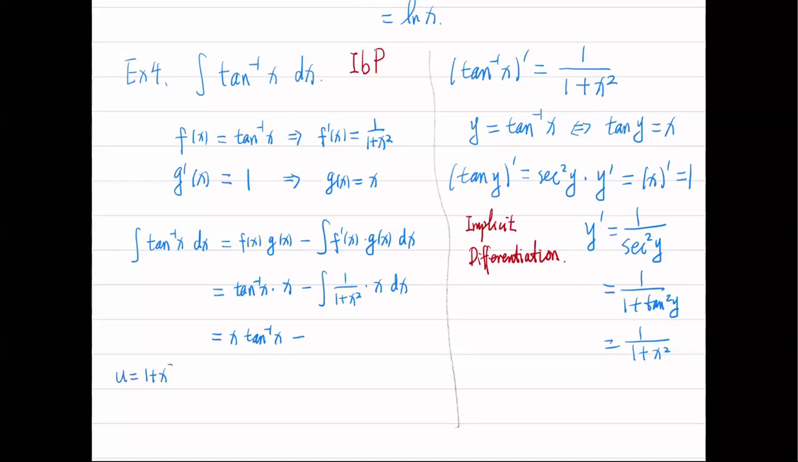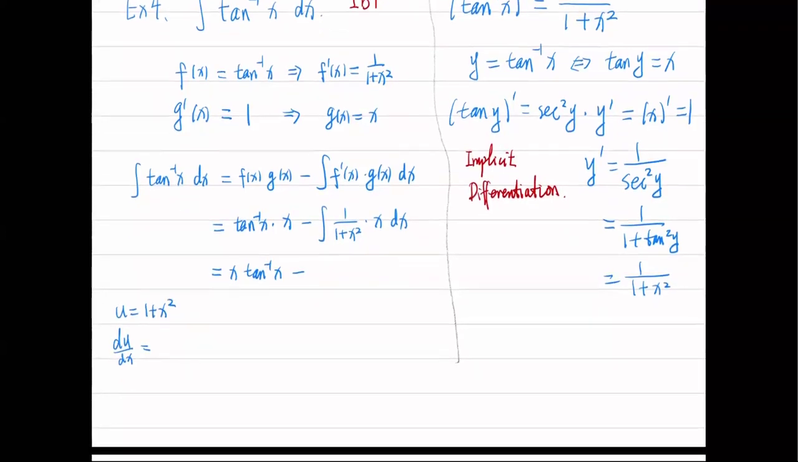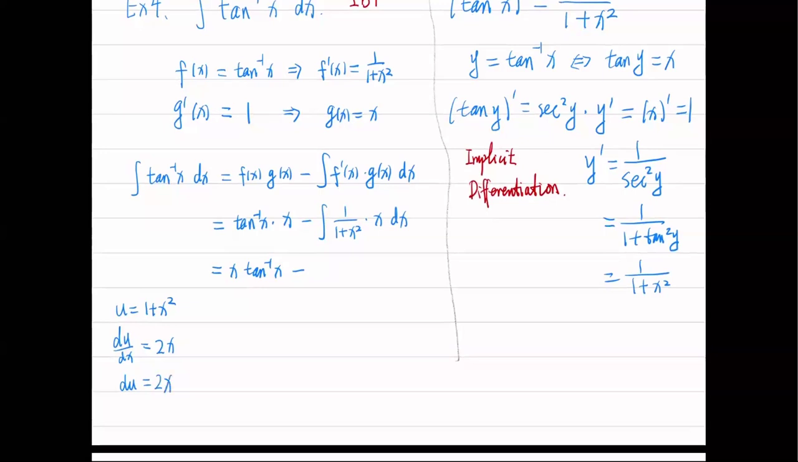If we have u equals 1 plus x squared, what's the du? What's the derivative? 2x. Okay, let me check with Sophia. The derivative is 2x. Now what's du? We still have 2x. Is that all, or is there something else? 2x plus c.